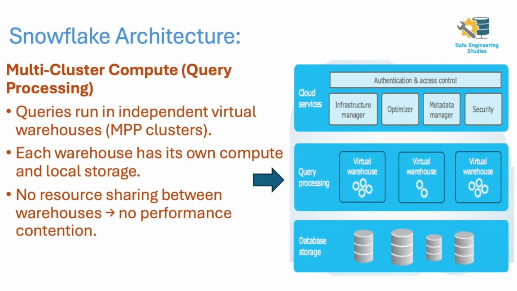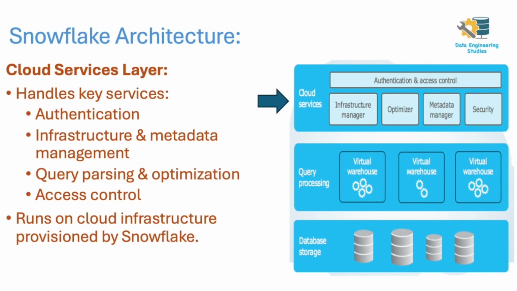The next layer is the Cloud Services Layer. The Cloud Services Layer is a collection of services that performs various activities across Snowflake. The Cloud Services Layer is the brain of Snowflake that manages the metadata, authentication, optimization, and many more. The Cloud Services Layer runs on compute instances provided by Snowflake from the cloud provider. Some of the key services of the Cloud Services Layer include authentication, infrastructure management, metadata management, query parsing and optimization, and access control management.